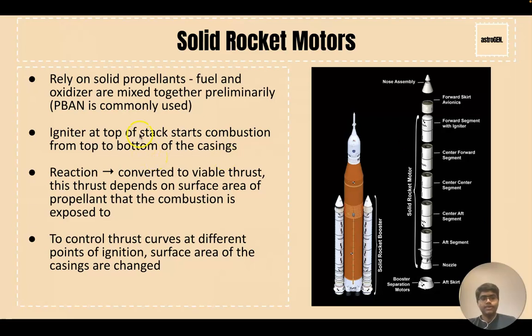And so how do they work? Well, there's actually an igniter at the top of the stack. Around here, with the forward segment, there's going to be a small solid rocket motor or some kind of explosive that ignites the whole stack, and it ignites from top to bottom on launch. This reaction is converted to viable thrust, which depends on the surface area of the propellant that the combustion is exposed to. Solid rocket motors start the propellant burning around this diameter, and eventually as the fuel depletes, it starts going outward and outward. That increases the surface area, which could impact the thrust curves. So engineers have to find different workarounds by changing the surface area to control thrust.